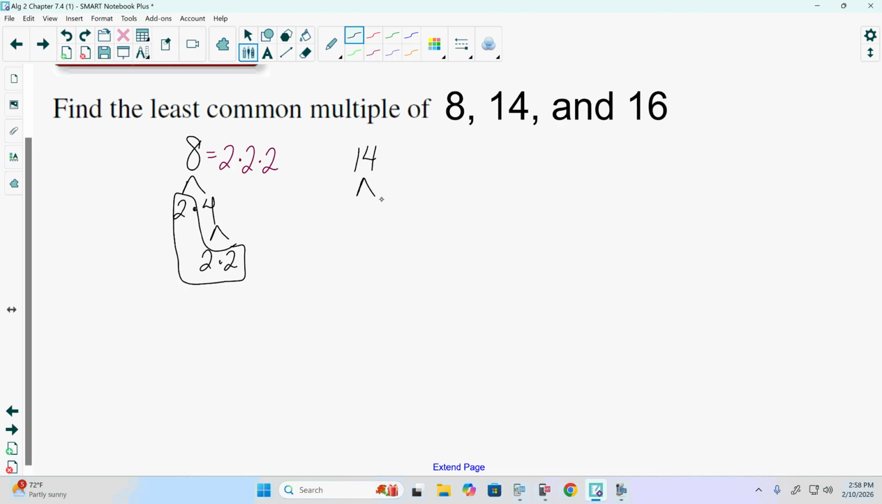Let's look at 14. What prime number goes into 14? 2. And it'd be 2 times 7, yes? 2 is prime. 7 is prime, yes? So actually the prime factorization of 14 is just 2 times 7, yes?